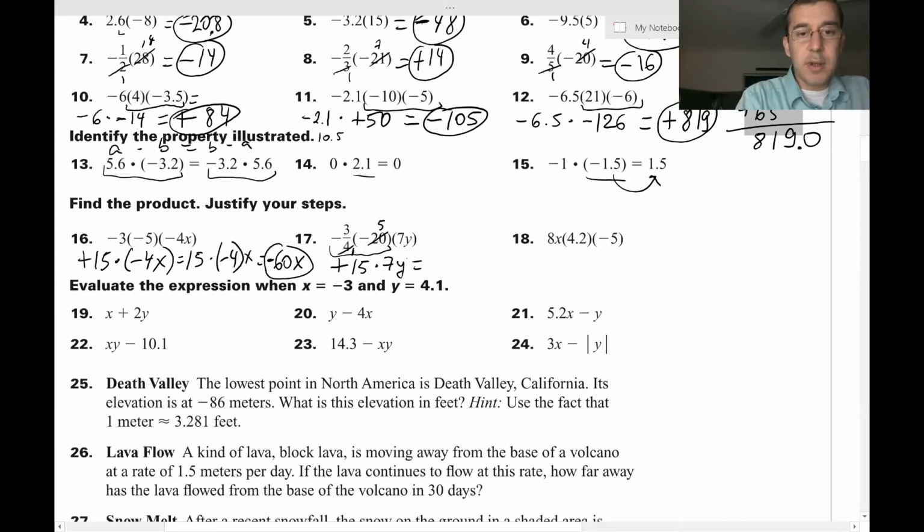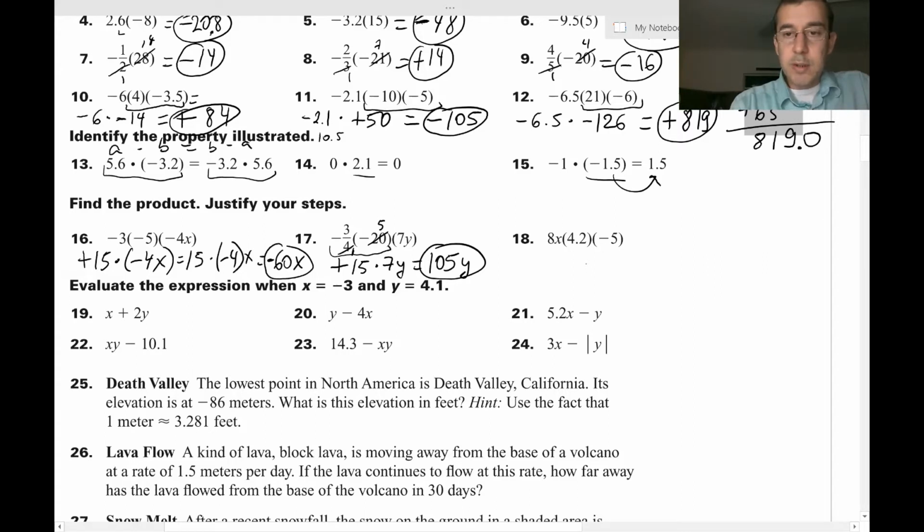Or this is, what is 7 times 15? Well, 7 times 10 is 70. 7 times 5 is 35. 70 plus 35 is 105. So this is 105y. So 105y is the answer for 17. 18.